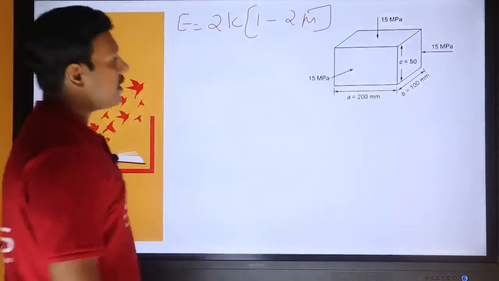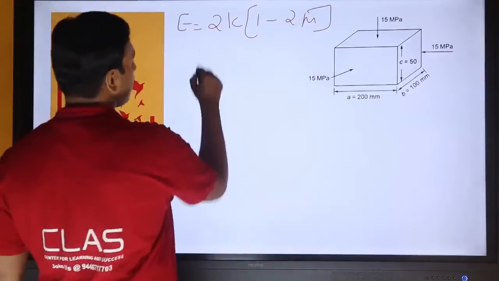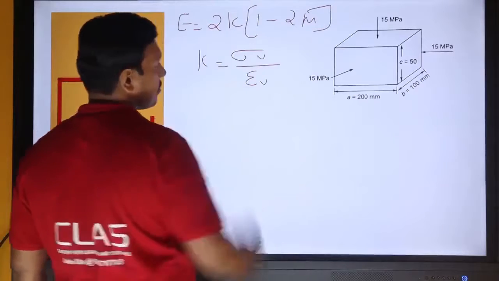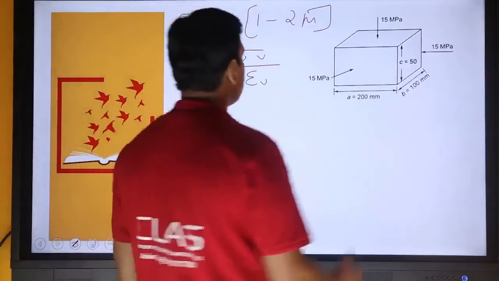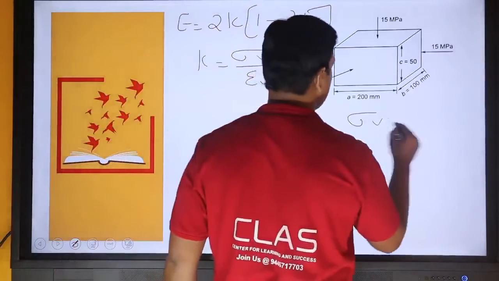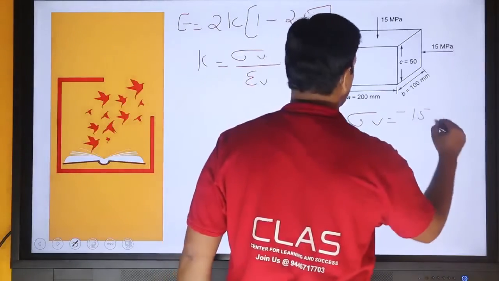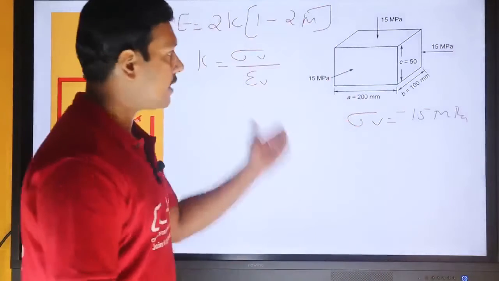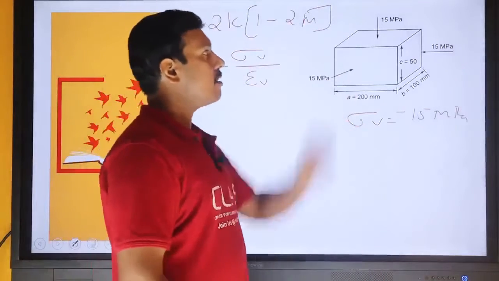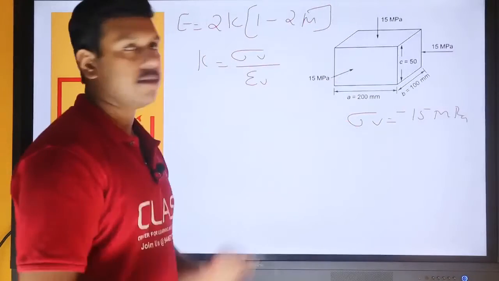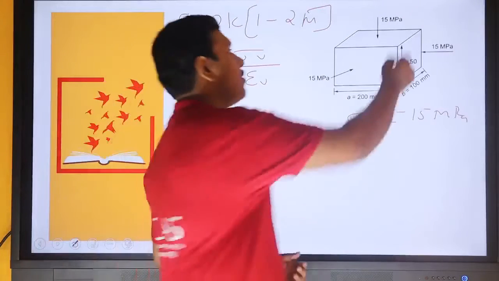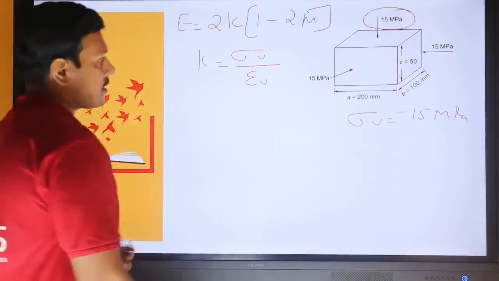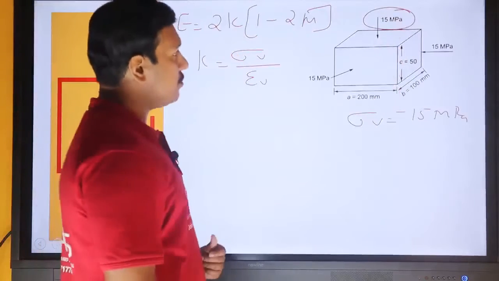Then what is bulk modulus? Bulk modulus K is equal to volumetric stress by volumetric strain. Here the volumetric stress is given. Volumetric stress is equal to minus 15 megapascal. This is the hydrostatic stress condition. Stress acting in all the directions is the same, 15 megapascal. So the magnitude of any one of the stress values is known as volumetric stress. Volumetric stress is equal to minus 15 megapascal.